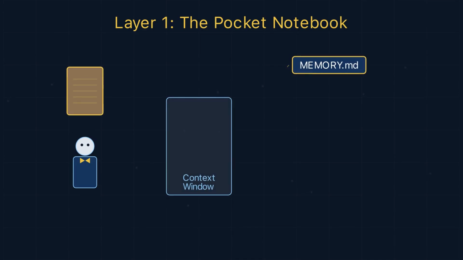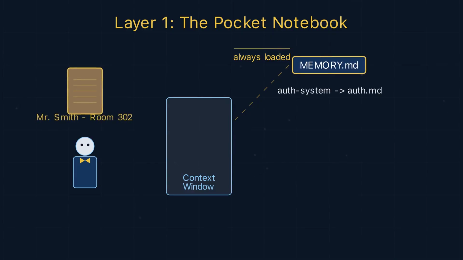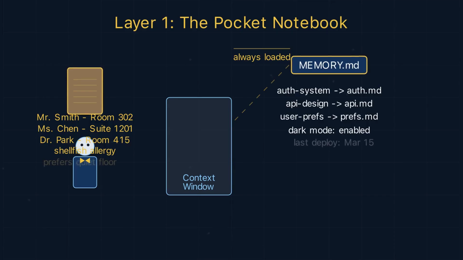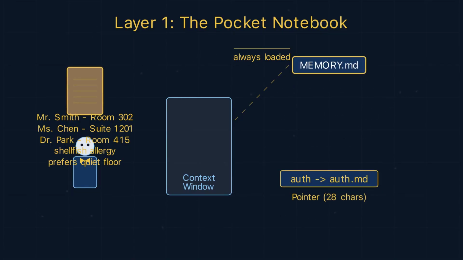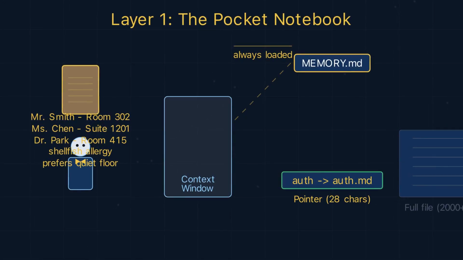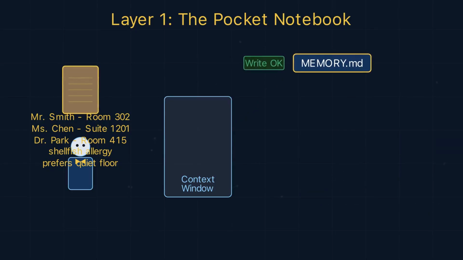It's a single file, always loaded into the context window. Always available at a glance. Each line is compact, about 150 characters. Just enough to store a pointer. Authentication system, see authsystem.md. User prefers dark mode. Last deployment, March 15th. Think of each line as a room number, not a biography. The concierge doesn't need to know Mr. Smith's entire travel history to greet him by name and remember his shellfish allergy.